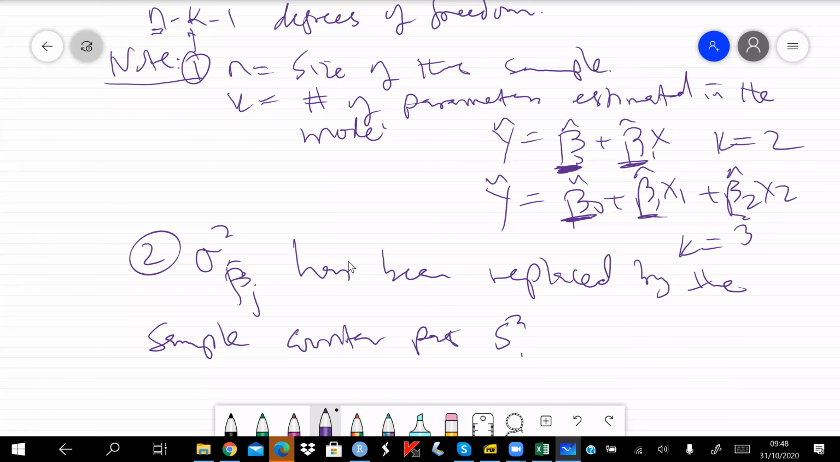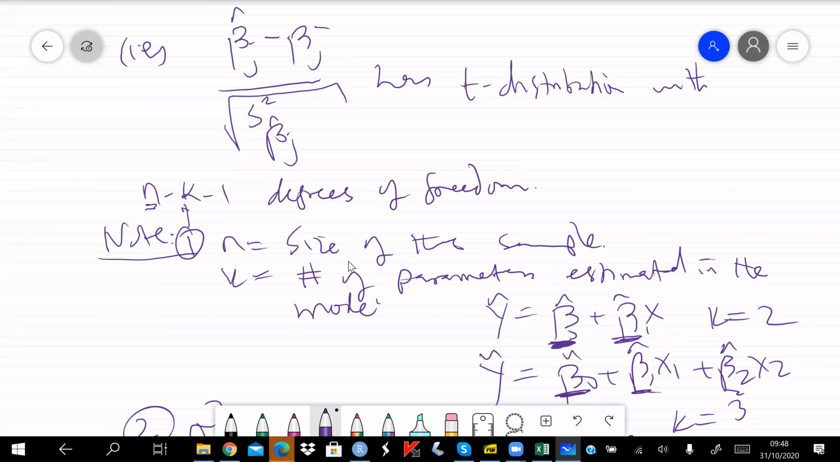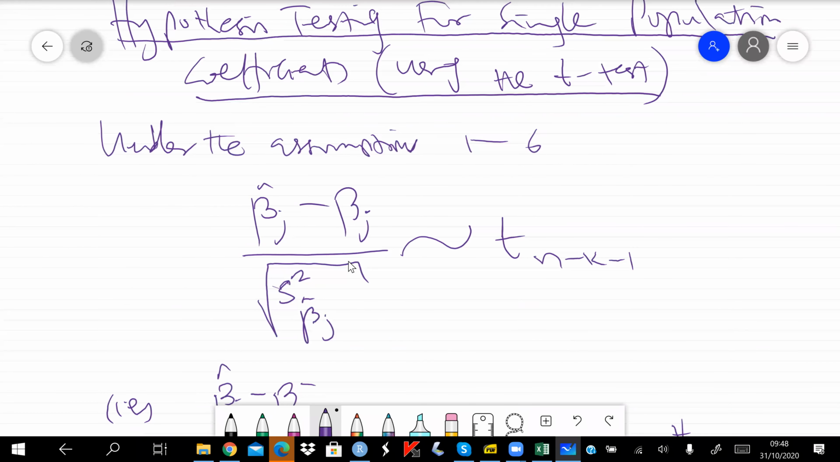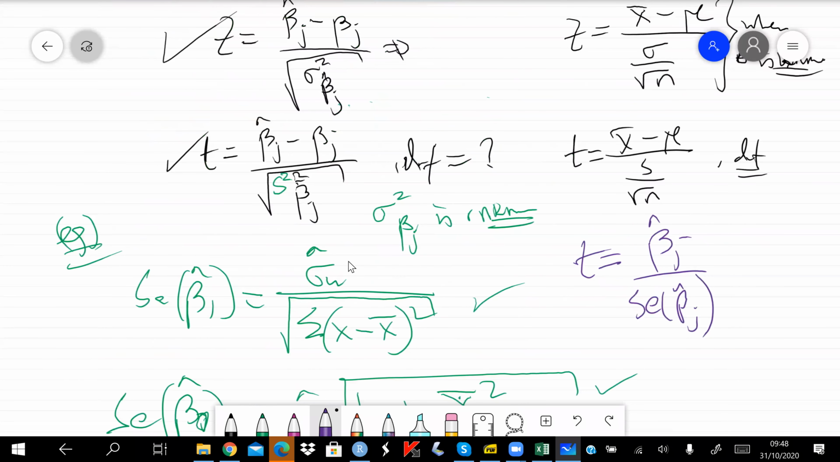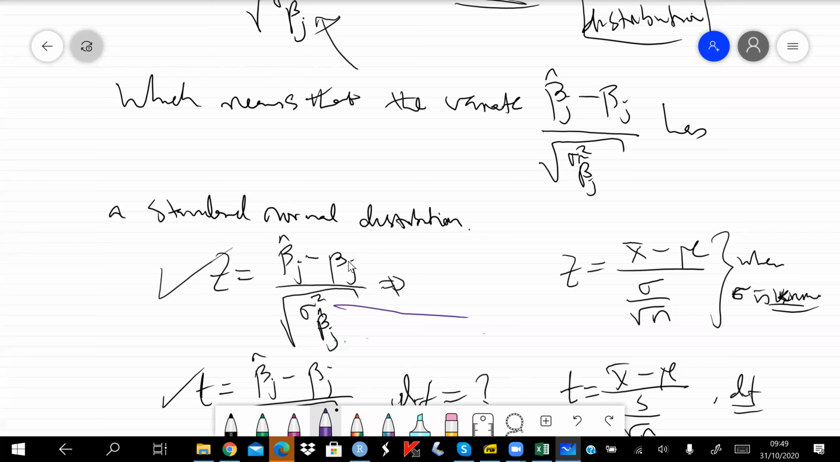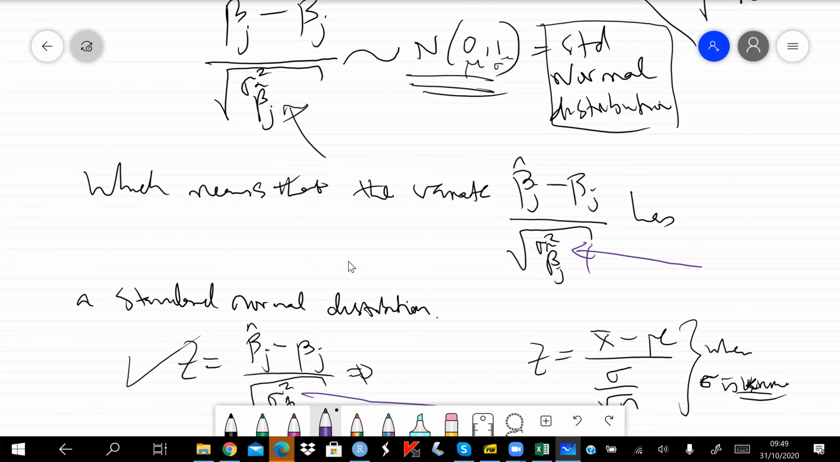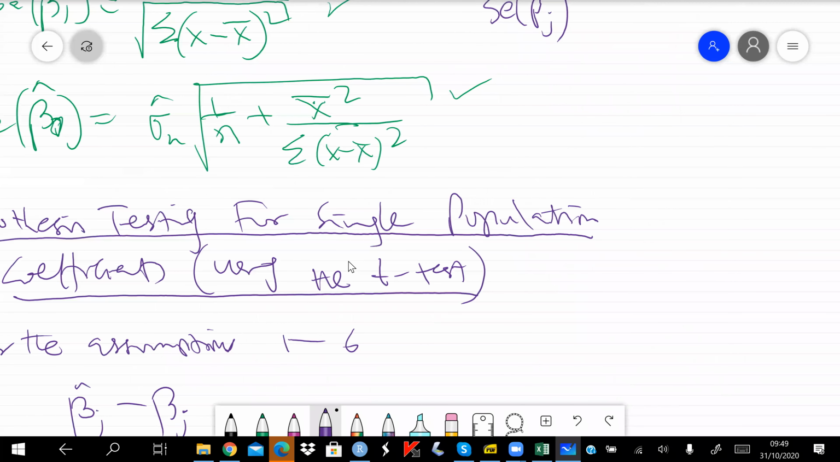That is s squared of beta j. So we're saying that the divisor here has replaced sigma squared of beta. If you remember what we said earlier on, we said that we are supposed to be working with this. I think we mentioned here. We have replaced that population parameter with the sample counterpart.